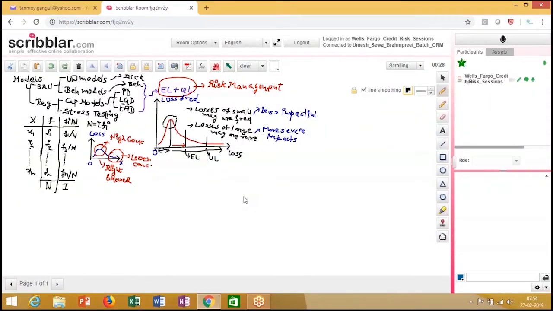So the question that next comes up is how to manage this unexpected loss, and how do we manage the expected losses, and how do these two things work out for me? So over here, your expected losses are your average losses, the losses that you generally get. These losses are not of very high magnitude, they are of very small magnitude, but they need to be managed.